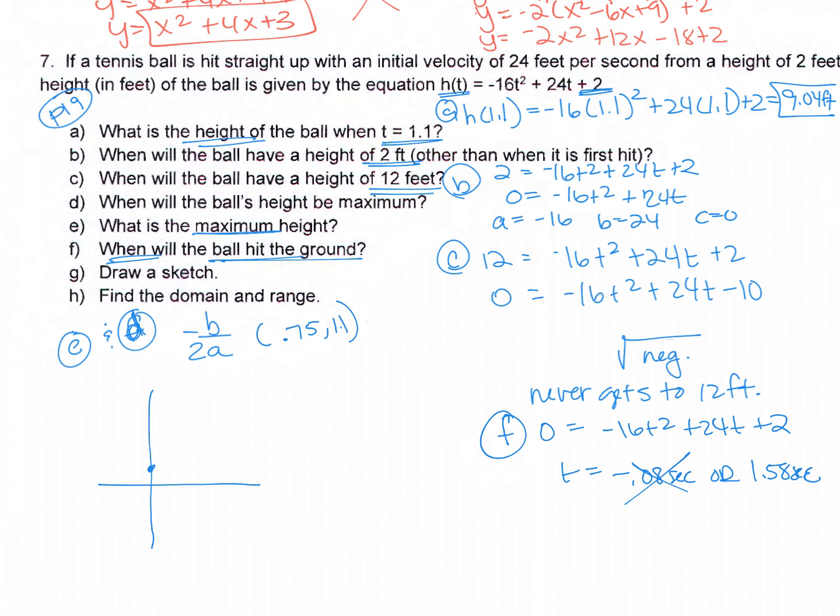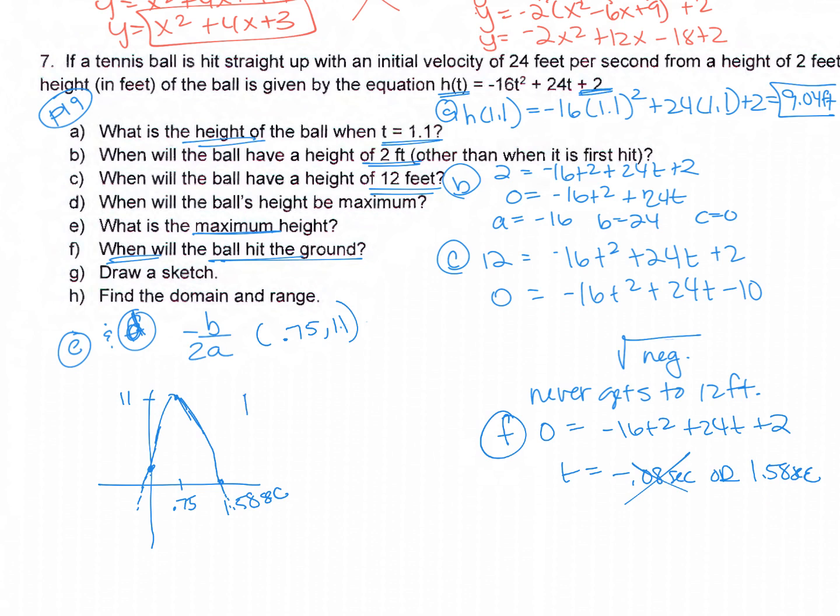I know the vertex occurs at 0.75 seconds, and it's a height of 11. I know it hits the ground at 1.58 seconds. So I'm going to draw in this parabola. The blue part is the part that involves my tennis ball, but the parabola, this is where the crossed out x-intercept is, that dotted line. So anyways, the domain and range.